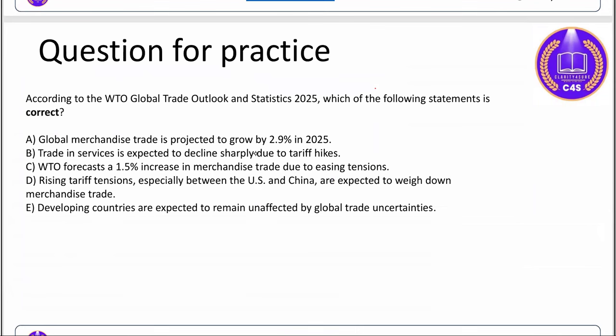All right. Now, coming to one practice question I have given over here, and I expect each and everyone to answer in the comment section the correct answer of this statement according to WTO Trade Outlook and Statistics, which of the following statements is correct. So five statements are given over here. You need to identify which one is correct.